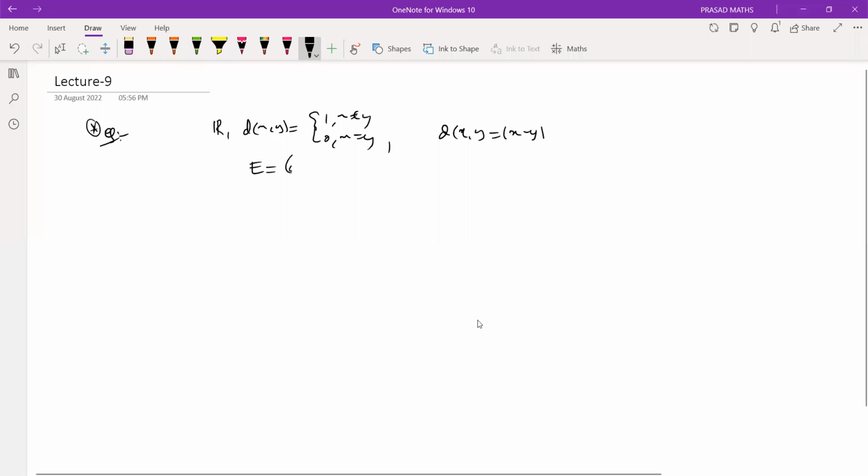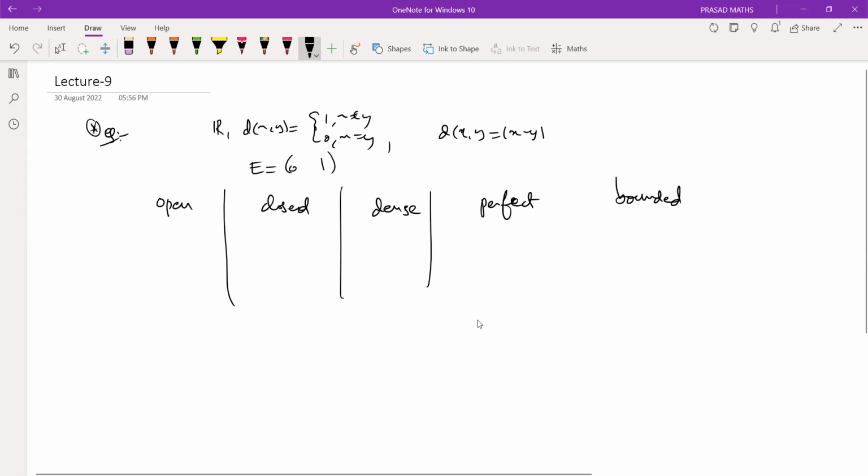Suppose my set is open (0, 1): open, closed, dense, perfect, bounded. So these are the features.